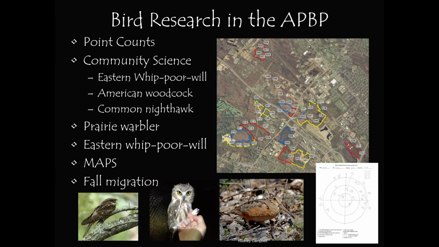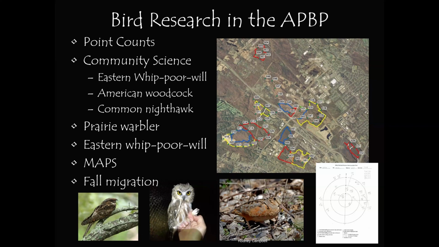Using that information, we can figure out which species are where. We can get a rough estimate of abundance. We also have a pretty robust community science program. We have volunteers that help us monitor for eastern whip-poor-will, American woodcock, and common nighthawk flying over in the fall.